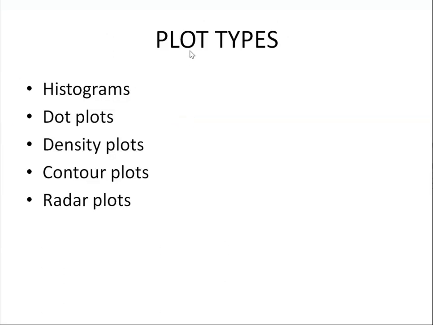The plot types may be histogram, dot plots, density plots, contour plots, and radar plots. Again, I'm telling you the most common plots are histograms and dot plots. Third comes the density plots. Does anyone know the difference between a histogram and a dot plot?